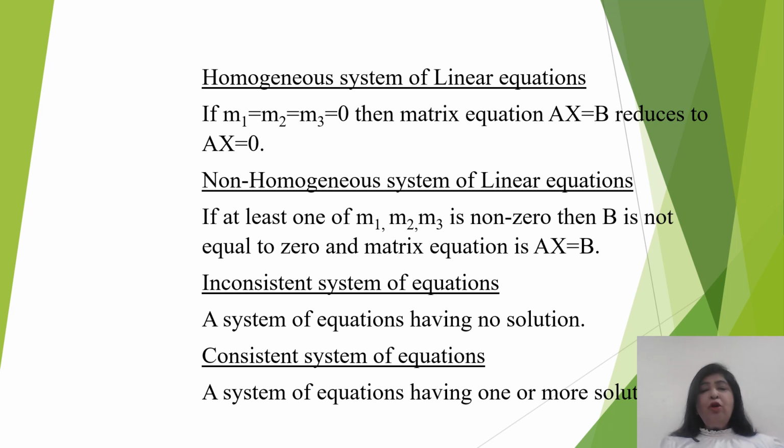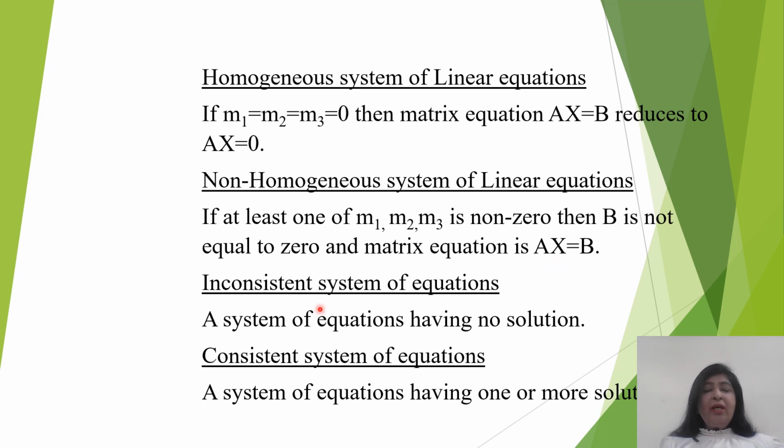Now if the value of all constants is 0, say if m1, m2, m3 are all 0, then the matrix equation AX = B reduces to AX = 0. Then it becomes the homogeneous system of equations. Now if at least one of M1, M2, M3 is non-zero, then our B is non-zero, and the matrix equation is AX = B.